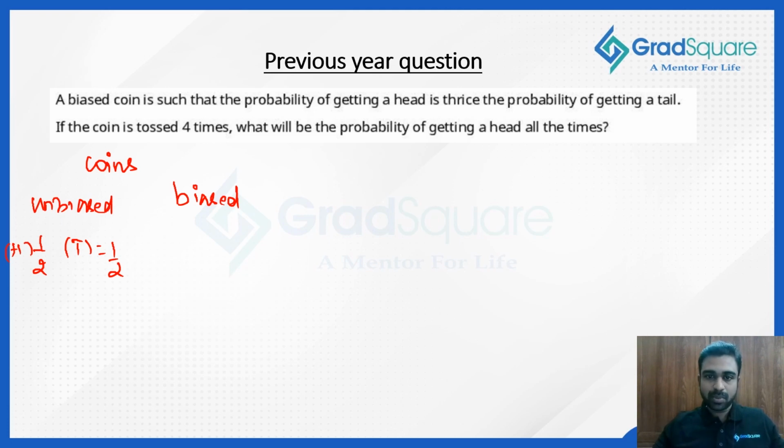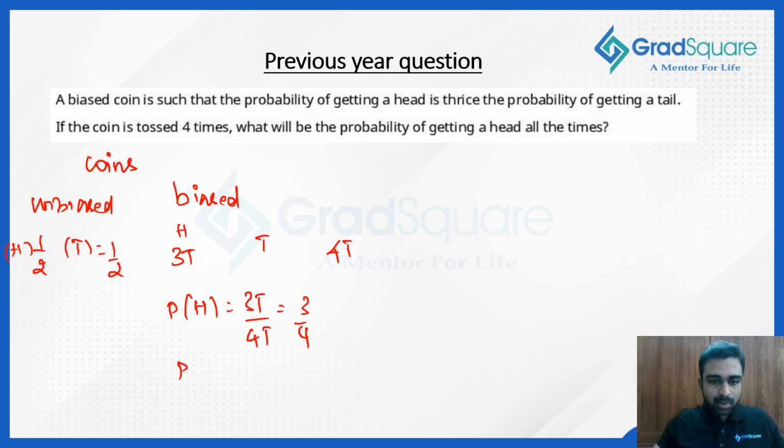The probability of getting a head is thrice the probability of getting a tail. So if I say the probability of getting a tail is t, then the probability of getting a head will be 3 times t. So a total of how many cases are there? A total of 4t cases are there. So the probability of head will be 3t divided by 4t, which will be 3 by 4. And the probability of tail will be t divided by 4t, which will be 1 by 4.